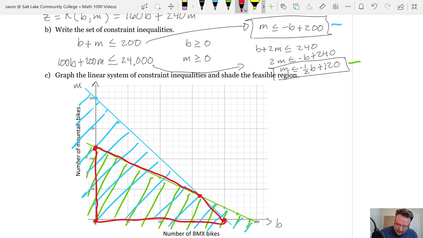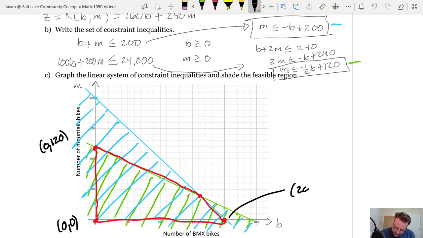Let's get the corners of this region. This one is at, let's see, that's at 0, 120. This corner, of course, is the origin, 0, 0. This corner down here is at 200, comma 0. And then this corner right here, I believe, is at, I've kind of made a mess of my graph here. That's at 160 and 40.